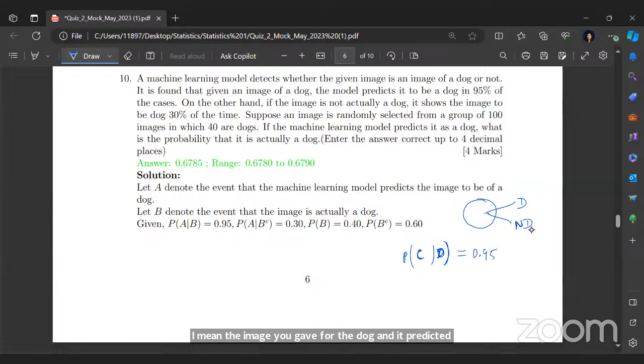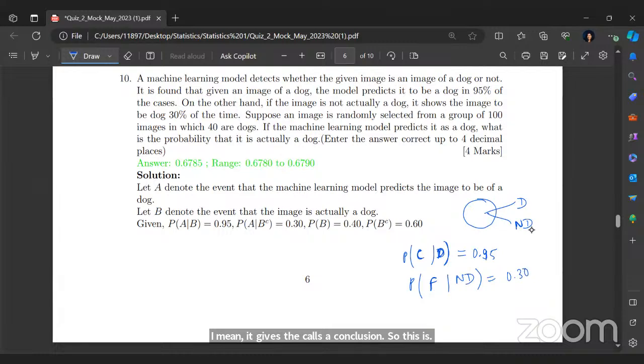that probability is 0.95. On the other hand, if the image is not actually a dog, it shows the image to be a dog 30% of the time. The image was not a dog, but the model shows it to be a dog in 30% of the cases, which is a false conclusion. I will just write it as F. So this happens 30% of the time.